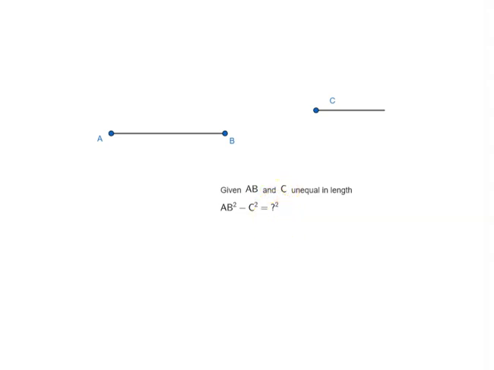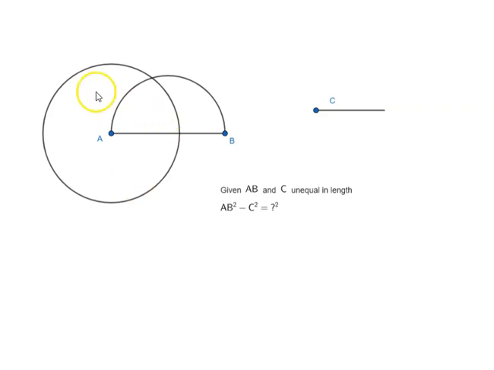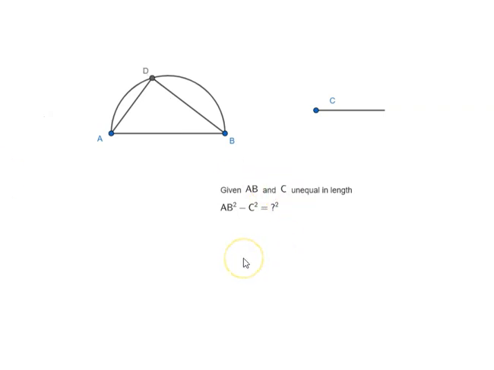So now here what we do is we draw a semicircle first on AB, on the greater magnitude. Then at A, we draw a circle of radius C and we take the intersection point D and we join AD and we join BD. Now we don't want this circle, so let's hide that. Now here AB square minus C square is required. But remember, AD is equal to C.